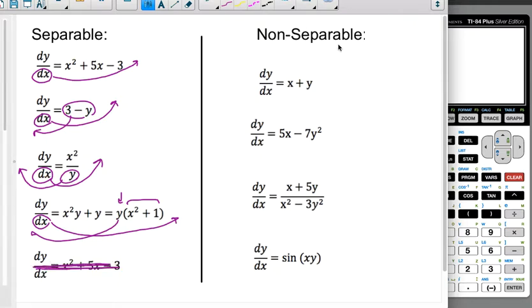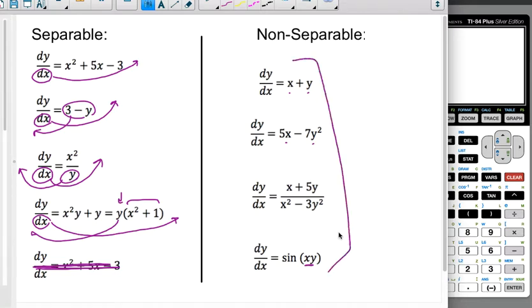Now, these are all non-separable over here, right? See how I have a sum of x and y, or I have a difference of x stuff and y stuff. It's not factorable. Here I have a quotient, but in the quotient there's just sum and difference of x and y stuff. And here the x and y is a product, but it's inside another function. So these are all non-separable.